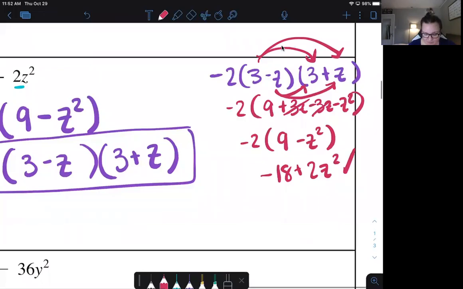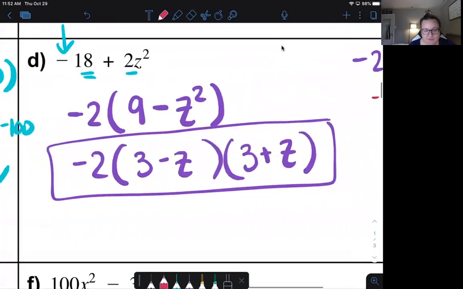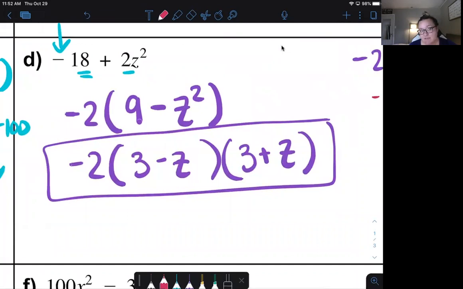So as you can see for my factors, the first thing I factored out was a negative 2. The GCF of 18 and 2 is 2. And then the first term is negative, so I want to make sure I factor that negative out. After I factored out negative 2, I got negative 2 times 9 minus z squared. Then 9 minus z squared is a difference of squares, so I can use my little formula. I kept my negative 2 out in front, then I wrote my 2 sets of parentheses.